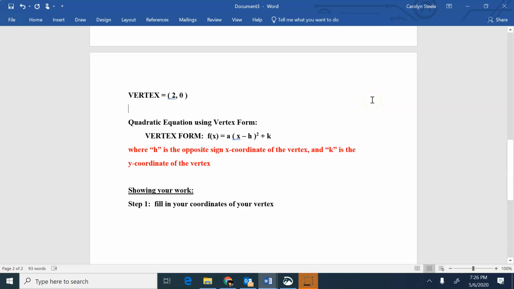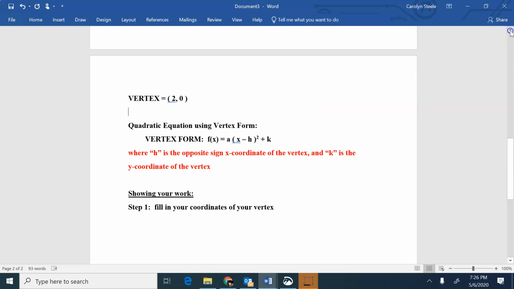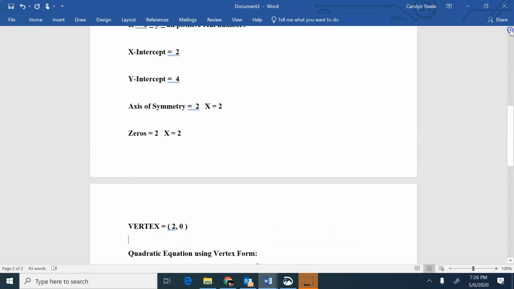Okay, this is part 2 of your how-to video. From the last time, this was our vertex. It was the coordinates 2, 0, and we're changing our graph to a quadratic equation. Just to review, our graph looks like this.